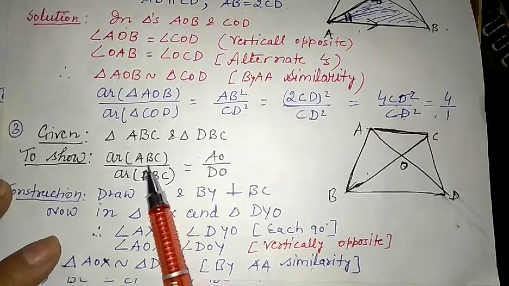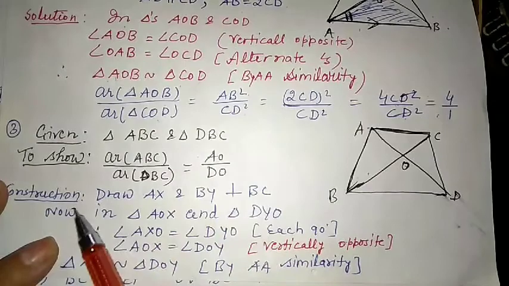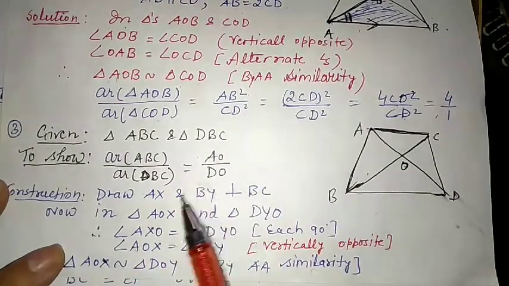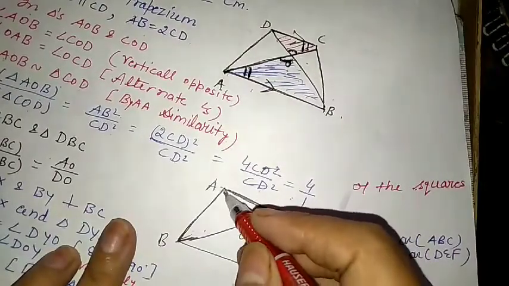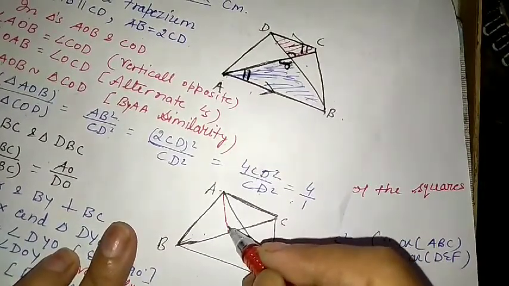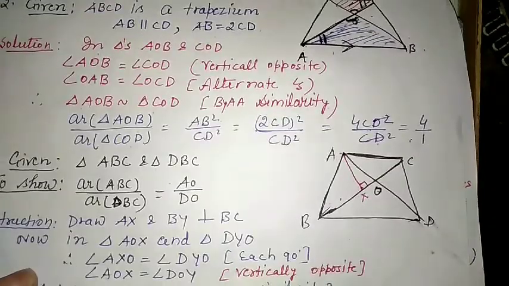What we have to prove? Area of ABC upon area of DBC is equal to AO upon DO. Now we have to do one construction here. Draw AX. From here we will draw one perpendicular. This is the perpendicular and suppose this is AX.